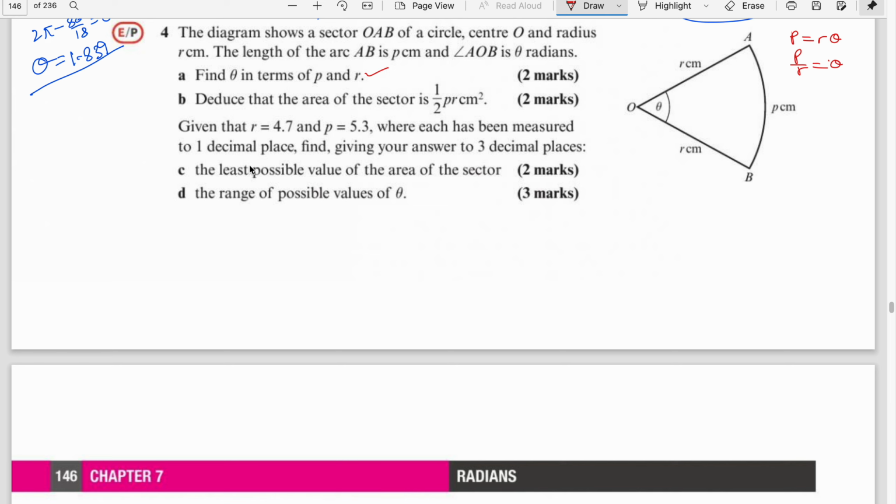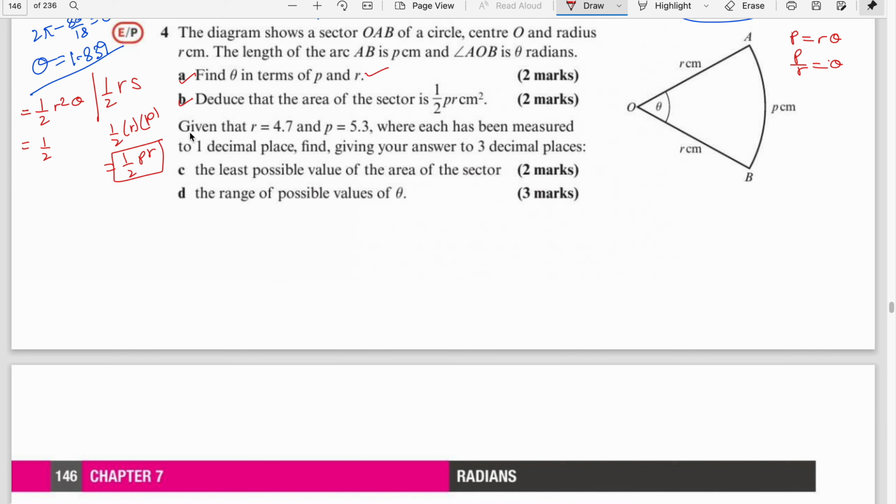B part says deduce the area of the sector is 1/2 PR. So the formula is 1/2 R²θ, or we can also use 1/2 RS, where R is the radius and S is the arc length, which is given as P. So 1/2 PR.